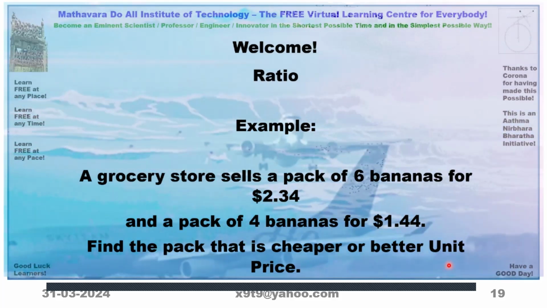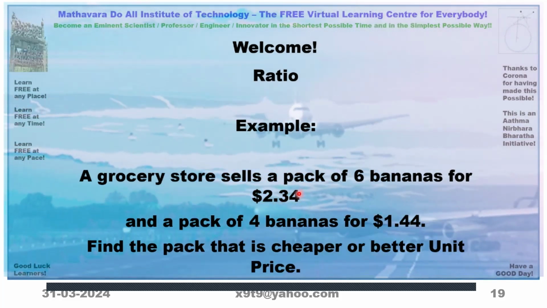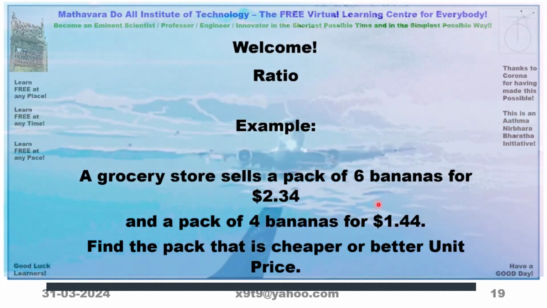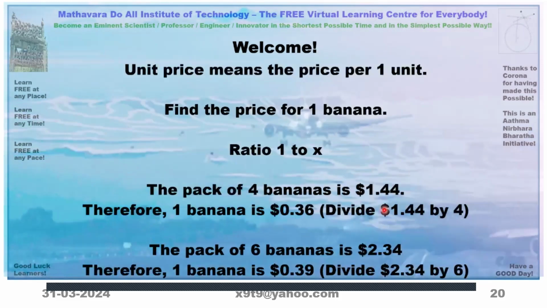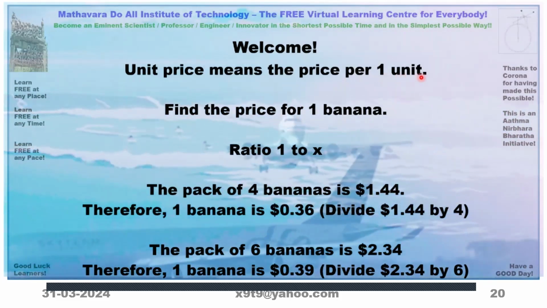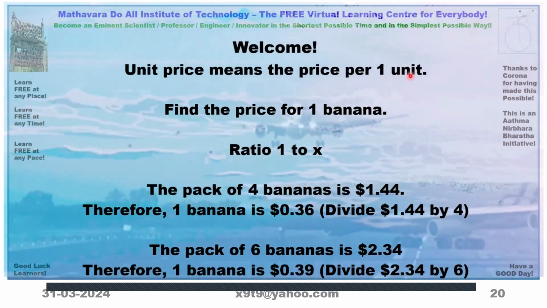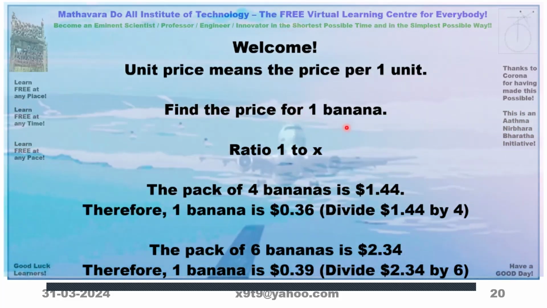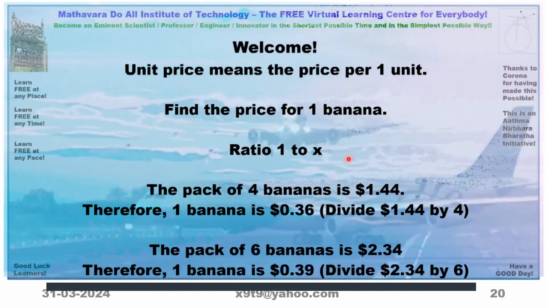So what we have to do is find out how much we are paying for 1 banana. If we pay this for 6 bananas, similarly for 1 banana how much are we paying, if we pay this much for 4 bananas. Unit price means the price for one single unit. That unit of item may be a banana, fruits, or the number of students in the class, anything like that. So find the price of 1 banana. That is ratio 1 to x.